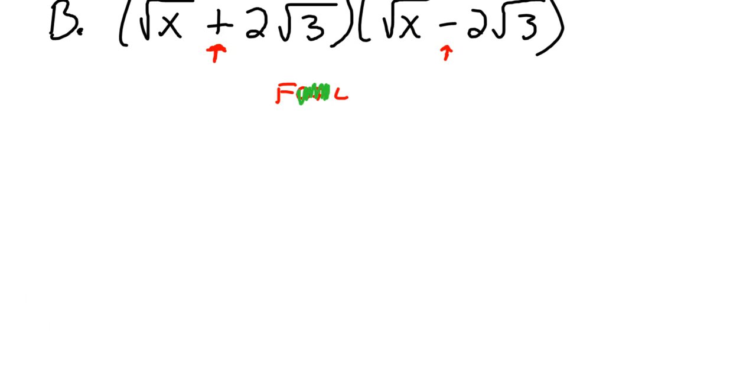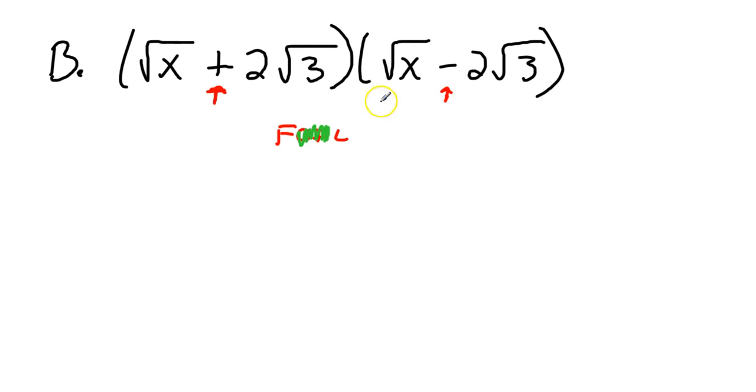So you can go back and do the FOIL method, but just realize that when you do that, the I and O, the middle two terms, will always knock each other out. And we can go through and show you here.